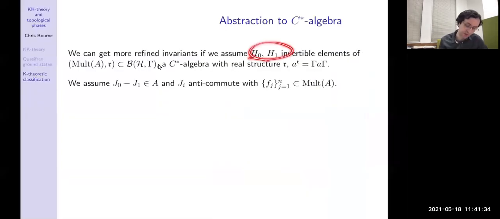What I'm going to do is assume that my invertible H0 and H1 are now invertible elements of a Cstar algebra, in particular a multiplier algebra, which lives inside the bounded operators on this Nambu space. There should also be a real structure on this Cstar algebra, an antilinear order 2 automorphism, which should be compatible with the Nambu space structure.